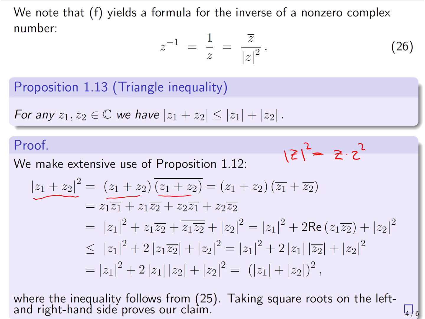So what we have here is the conjugate. If you multiply the number with its conjugate, you get the square of the absolute value. So we use that. And then we use the sum formula, and then we can distribute. After you distribute, you try to bring it to this same form.